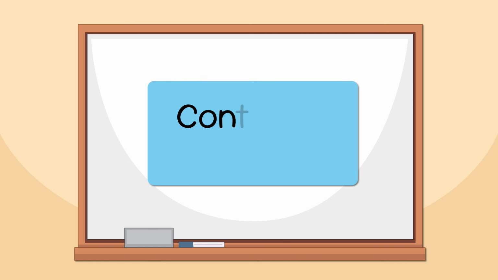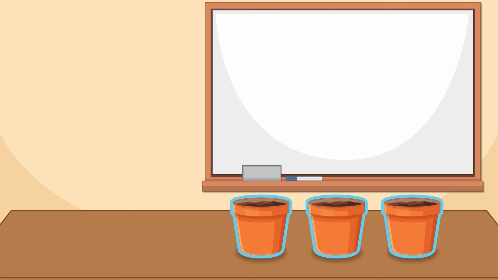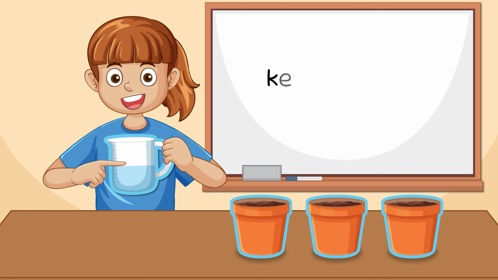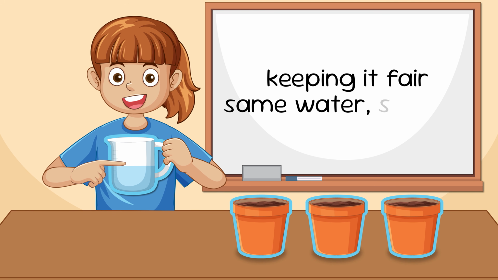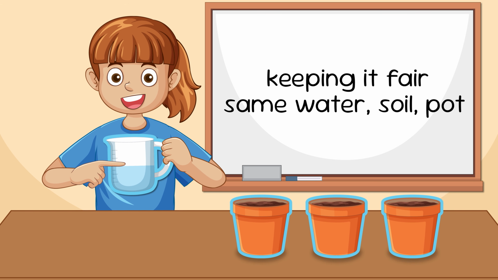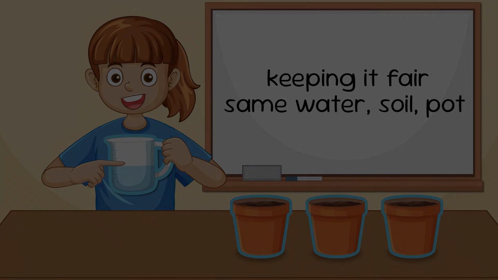The third is the controlled variables. These are everything else that must stay exactly the same to keep the test fair. She uses the same pot size, the same soil, and gives each plant the same amount of water. If she gave one plant more water than the others, she wouldn't know whether it was the light or the extra water that caused any difference in growth. An easy way to remember: keep it fair.